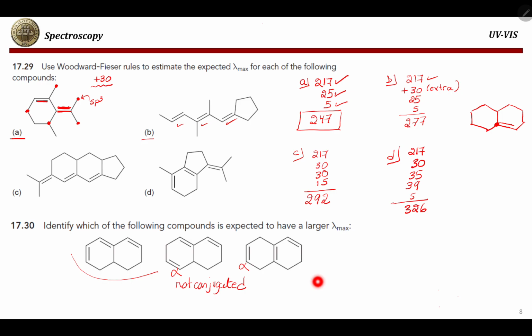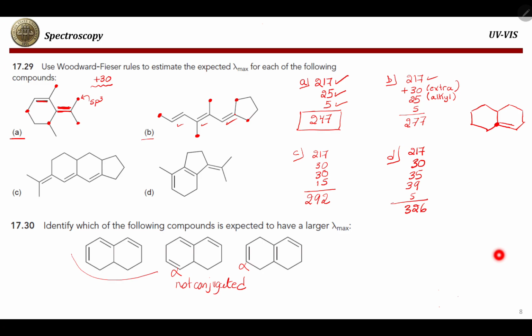Now we have to count the alkyl groups. Again, this is my double bond, so these are the carbons which are next to the double bond: 1, 2, 3, 4, and 5. All these carbons are connected directly to the double bond and they are sp3 hybridized, so we count them. We have 5 times 5, that's 25, for the alkyl groups.